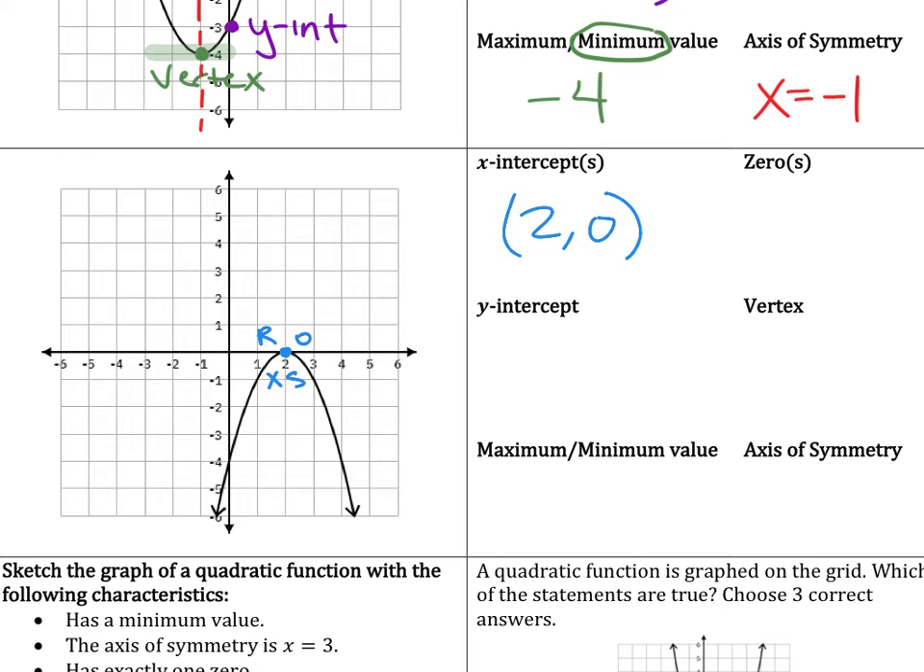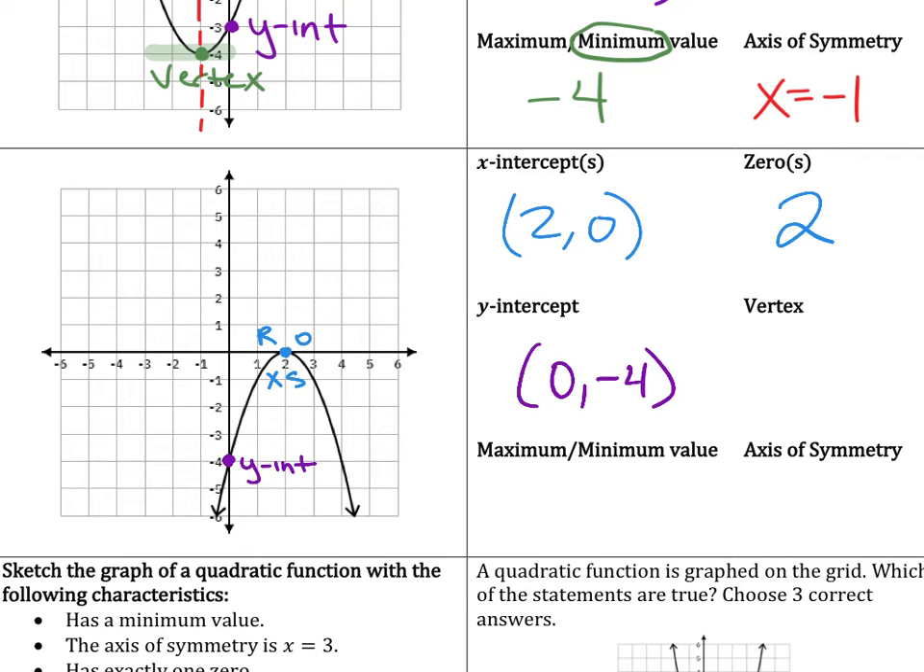If that's the case, what is the zero? 2. 2 and 0? It crosses at 0? No, so remember, the zero is just a number. It's the first number in your x-intercept coordinate. What is the y-intercept here? 0, -4. Very good.